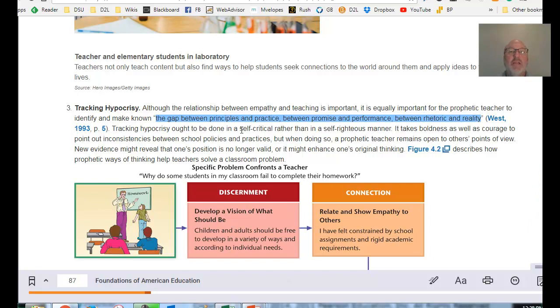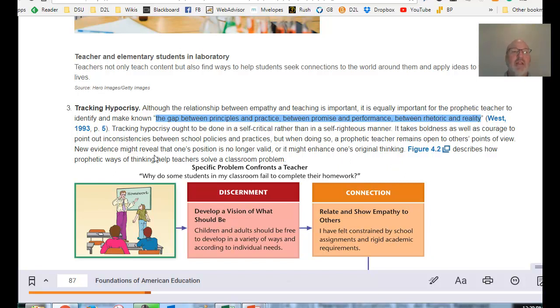Tracking hypocrisy ought to be done in a self-critical rather than self-righteous manner. It takes boldness as well as courage to point out the inconsistencies between school policies and practices. But when doing so, the prophetic teacher remains open to others' points of view. Very interesting. I don't get that. I don't get what points of view that you would be close to. New evidence might reveal that one's position is no longer valid, or it might enhance one's original thinking.